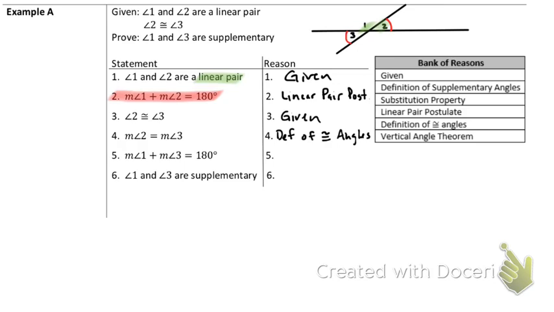So again, we are substituting, instead of angle 2, we know we can replace it with angle 3 because of this statement. So in essence, we are substituting angle 3 into this statement. Okay? And if you look at our reasonings, this is called substitution property. We substituted an equal measure.